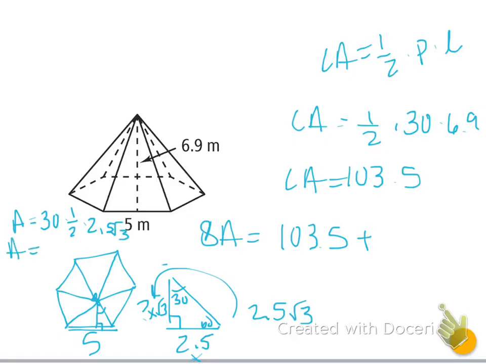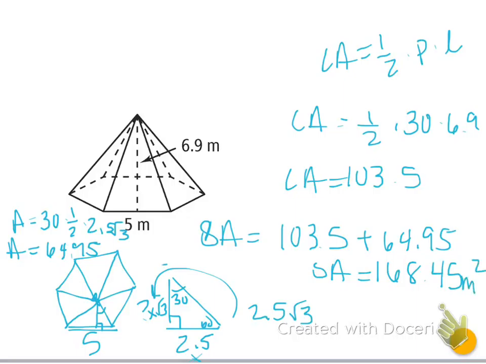So area equals 64.95. Now you need to add that, so 64.95. So that means my surface area is 168.45 meters squared. So remember, if we have a hexagon, we're probably going to have to do a 30, 60, 90 in that.